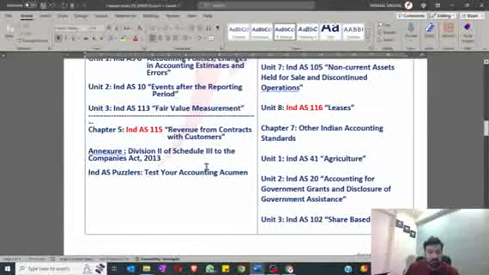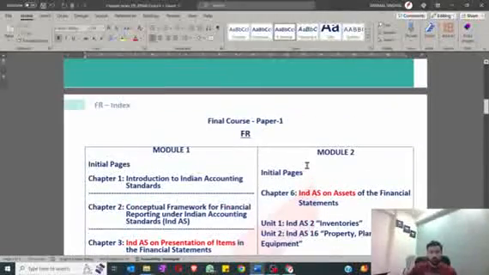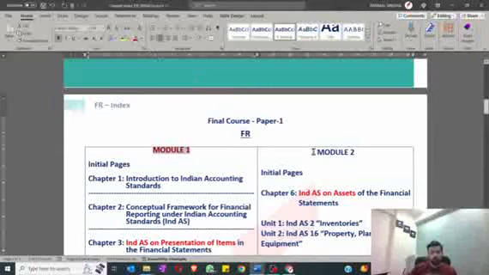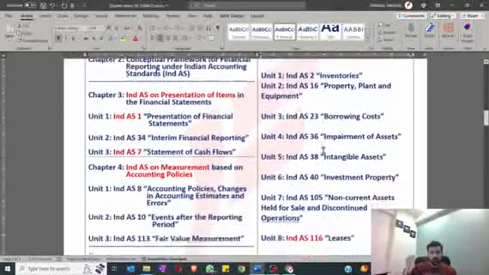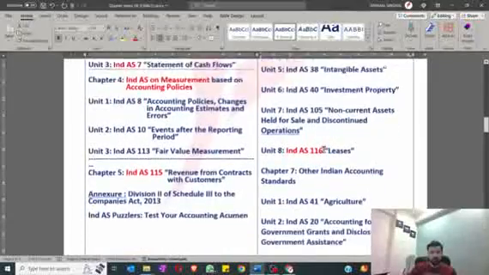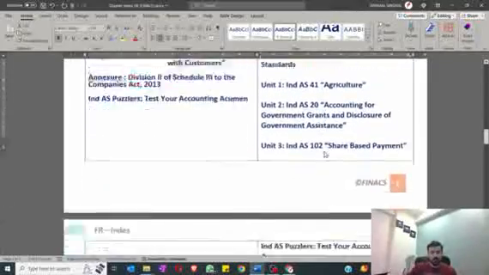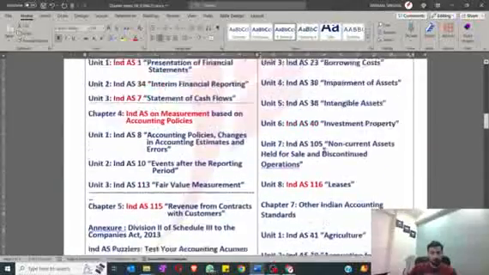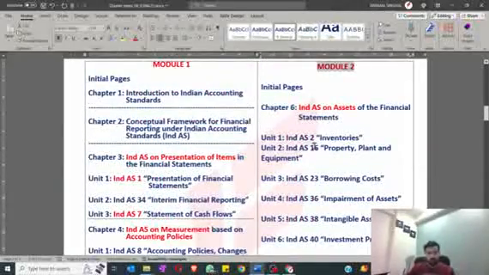So friends, we were discussing Division 2. Division 2 applies to the financial statements which are Ind-AS compliant. Now let's move to Module 2 of our syllabus. It consists of Chapter 6, Chapter 7, as I showed.